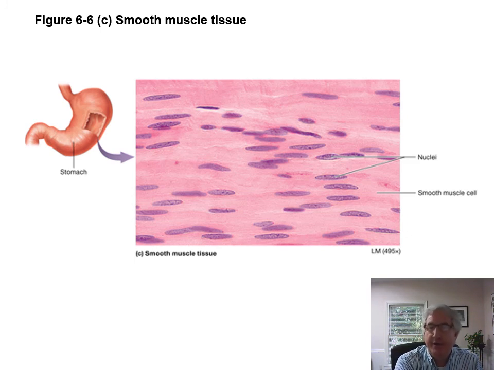And you can tell it's not dense regular connective tissue because these nuclei are much closer together. There are a lot more of them than in dense connective tissue. The cells in connective tissue make a lot of collagen fibers. There's a lot of space between the cells, so there are very few cells. Here you've got a lot more cells. Smooth muscle is made up of all cells, so that's why you have a lot of nuclei. So that's how you can tell the difference.